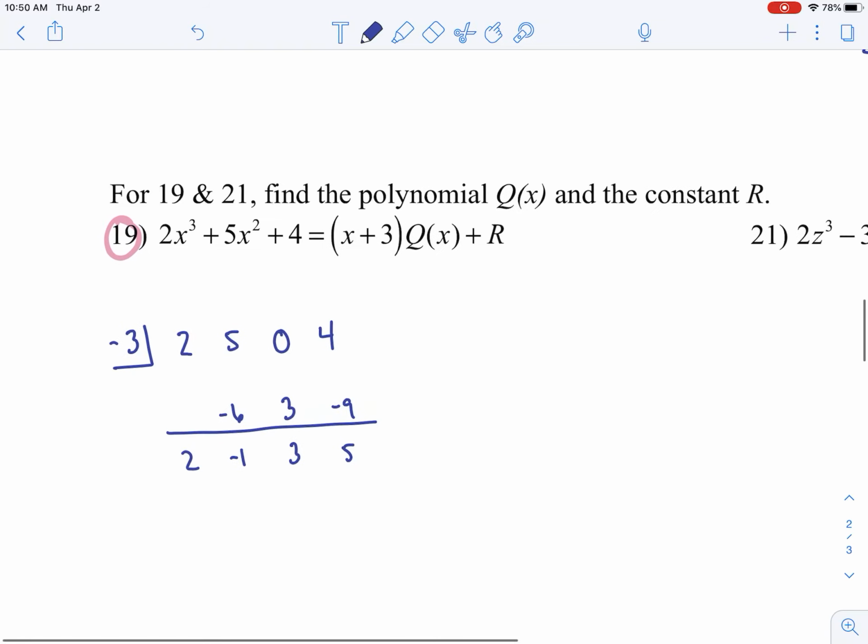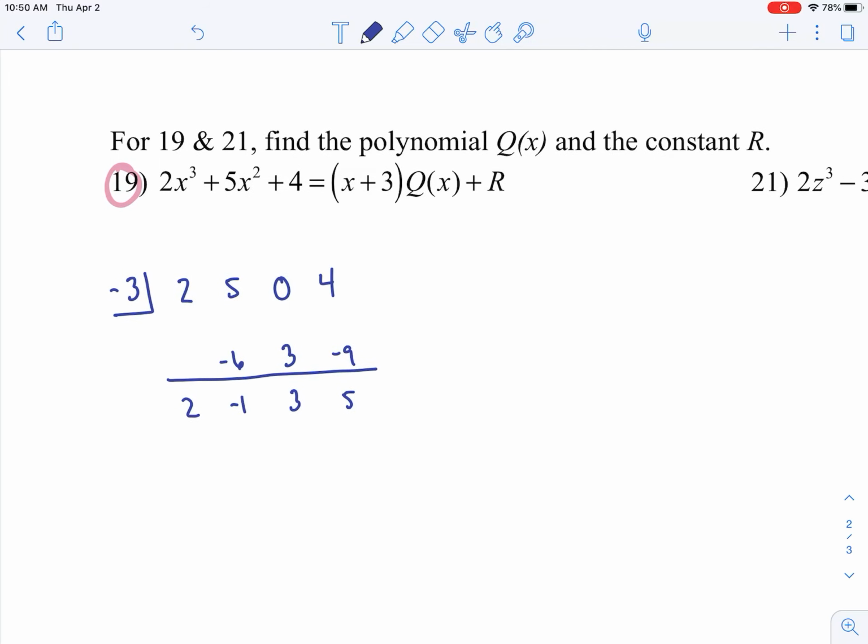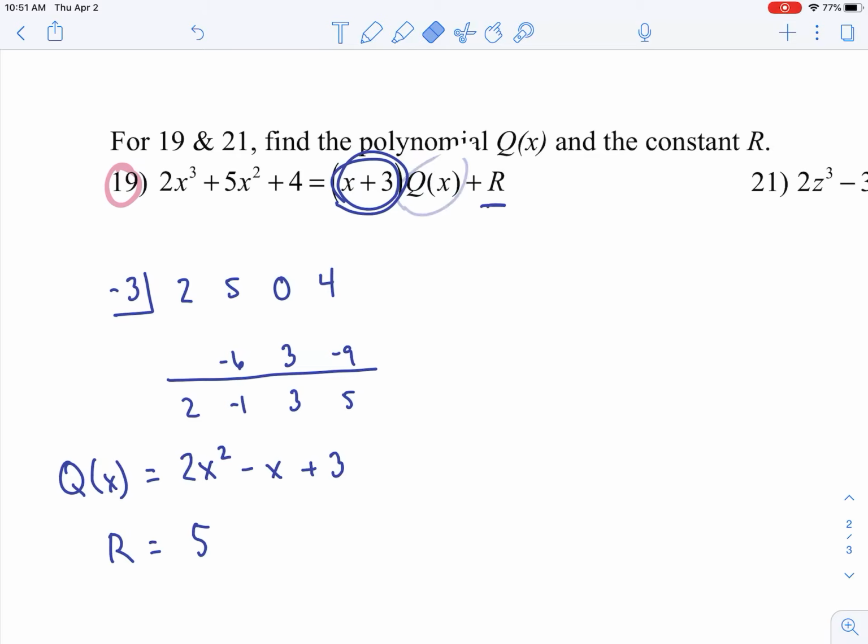Okay, what the heck did I just do? Well, that would be the divisor times the quotient plus the remainder. So the quotient is 2x squared minus x plus 3. So that's the quotient. And the remainder is 5. The remainder is just 5. It's not 5 over x plus 3.